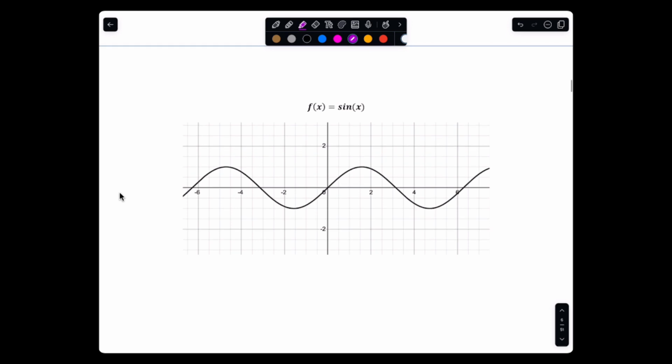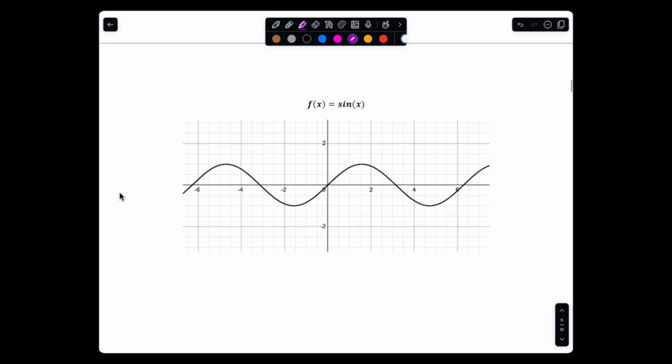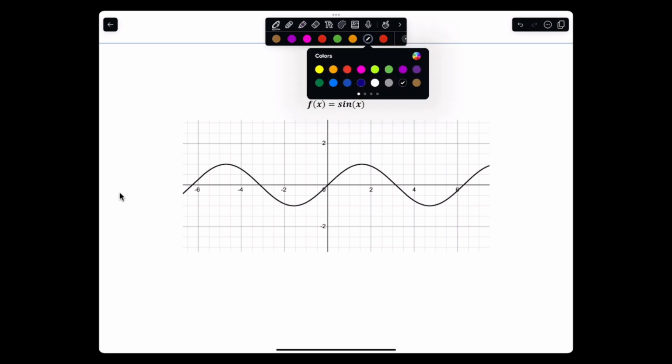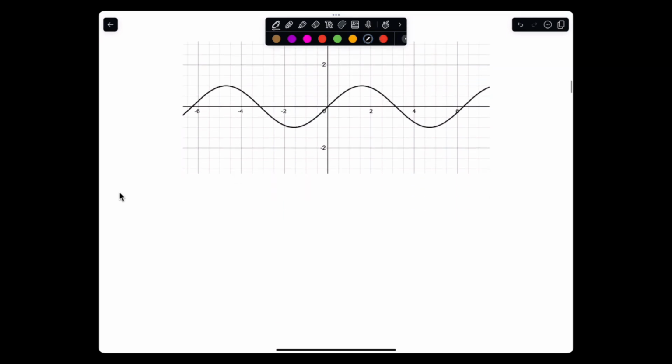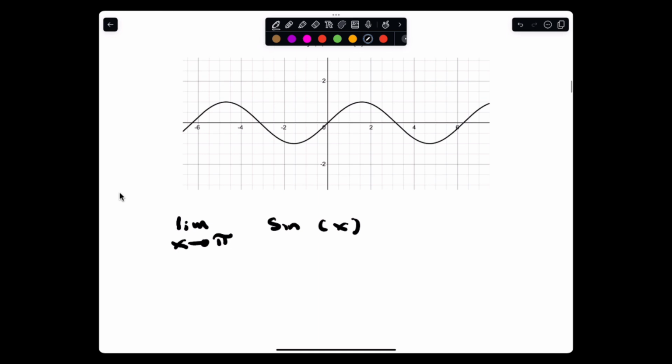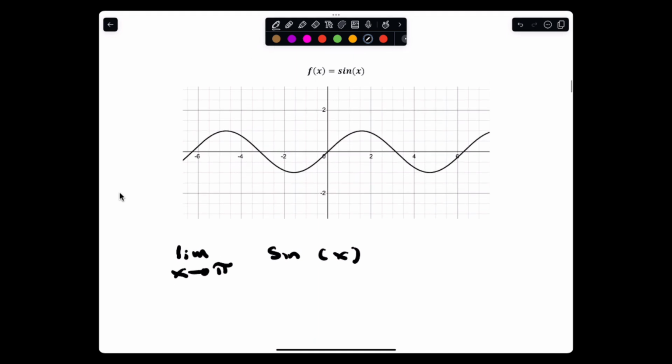Now you say, does it really? Well, let's take a look. Since trig functions are everybody's favorite, right? All right, we already went through that. Do you guys know, if I said to you, what's the limit as x goes to pi of the sine function? Just keeping it simple.